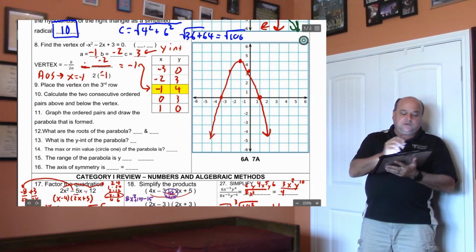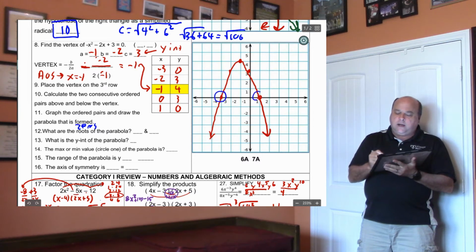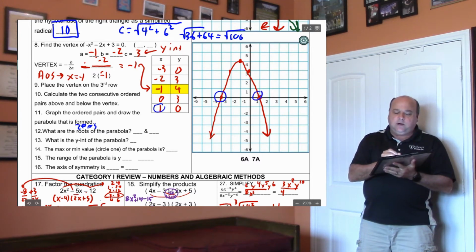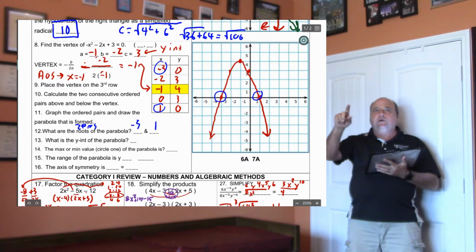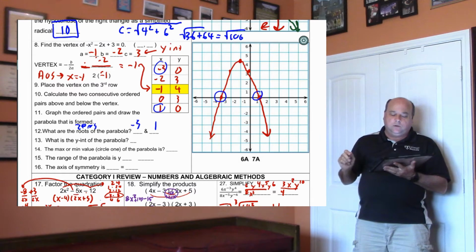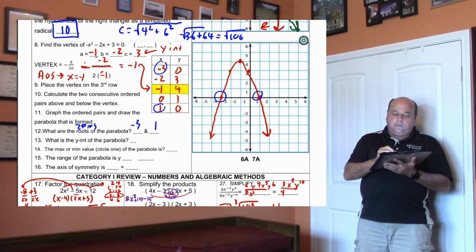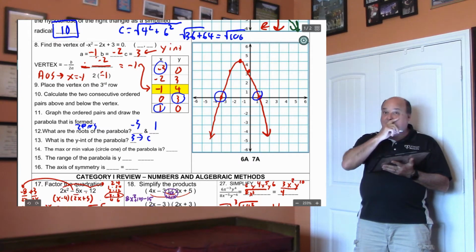So the roots are the zeros of the parabola. The roots are the same thing as the zeros. They're right here and right here, aren't they? And in the table, they're here and here, and they're going to be -3 and 1. If you input -3, you output 0. If you input 1, you output 0. The y-intercept of the parabola is right here, and it's 3. That's equal to your c.